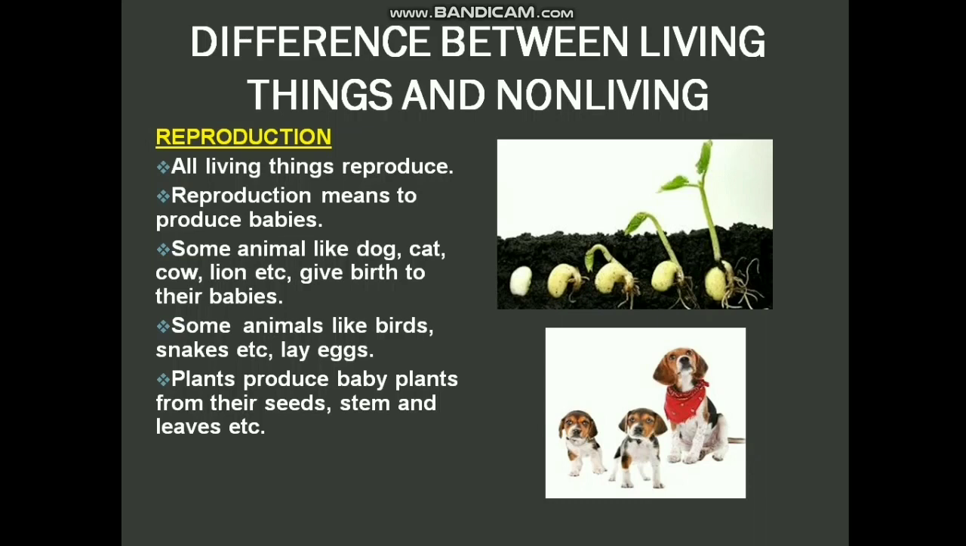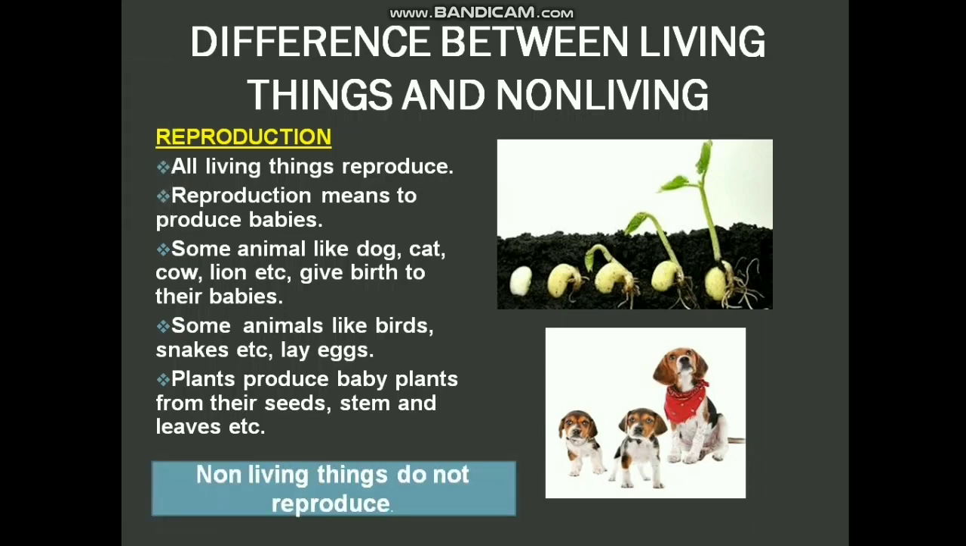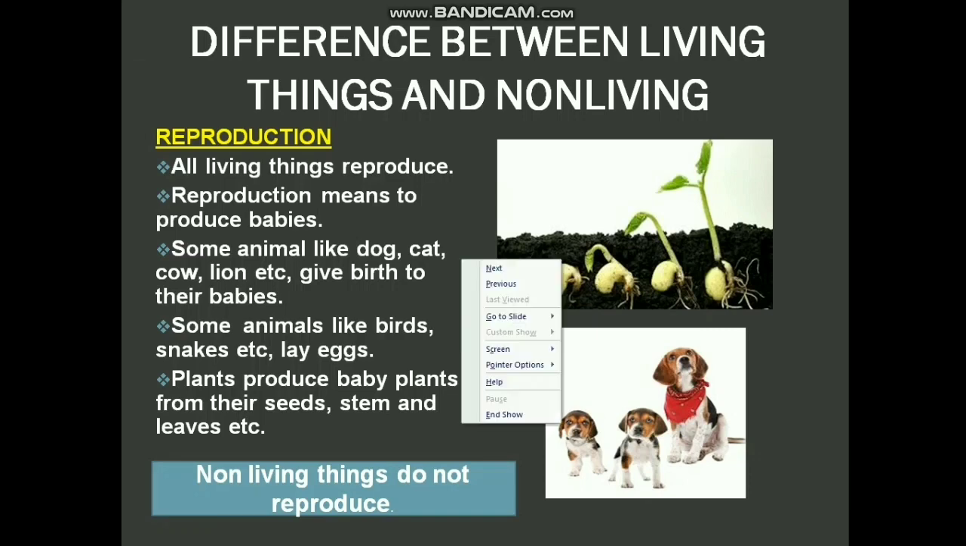Plants produce baby plants from their seeds, stem and leaves and some other plant parts. So plants also reproduce. Do your toy car or your teddy bear reproduce? Do they produce young ones of their own? No, because they are non-living things and non-living things do not reproduce.